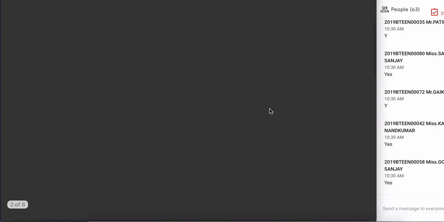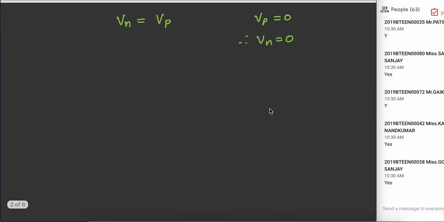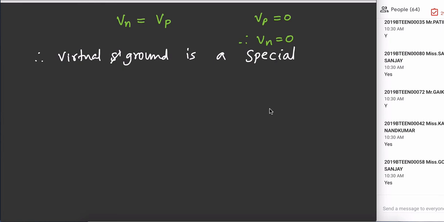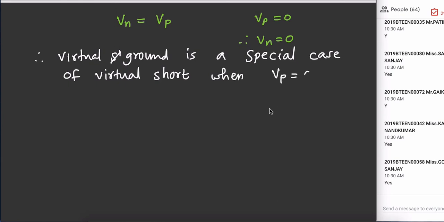I write down that. Therefore, virtual ground is a special case of virtual short when Vp is equal to 0 volt. Everybody understood this?